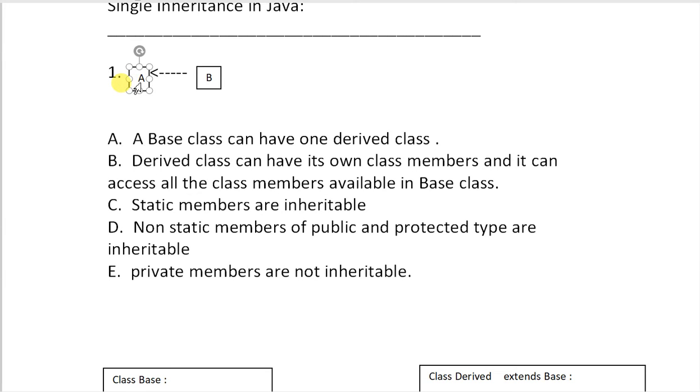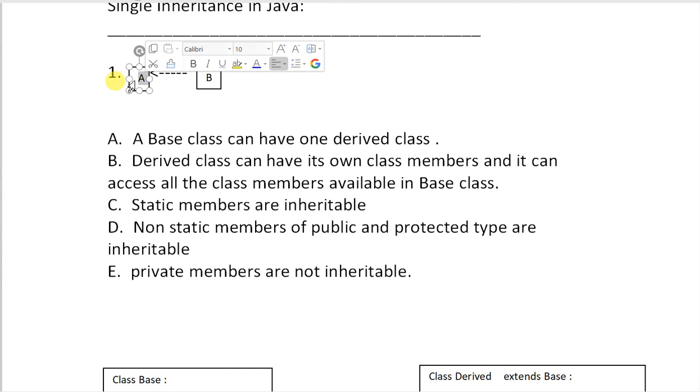So single inheritance means we should have a base class which is treated as the parent class, and we can create a subclass or child class or extended class for that parent class by using the extends keyword, and that will be treated as the derived class for the parent class. So what is the objective of writing such code? The objective is that the derived class can access all the properties available in the base class.